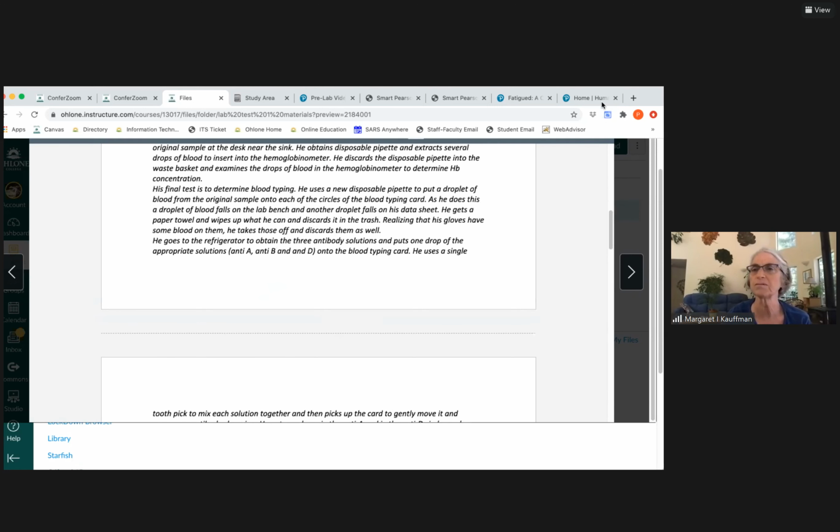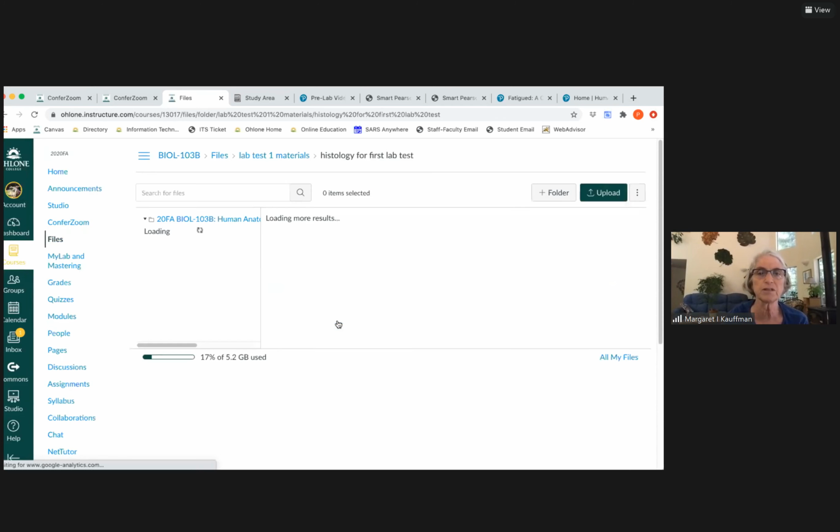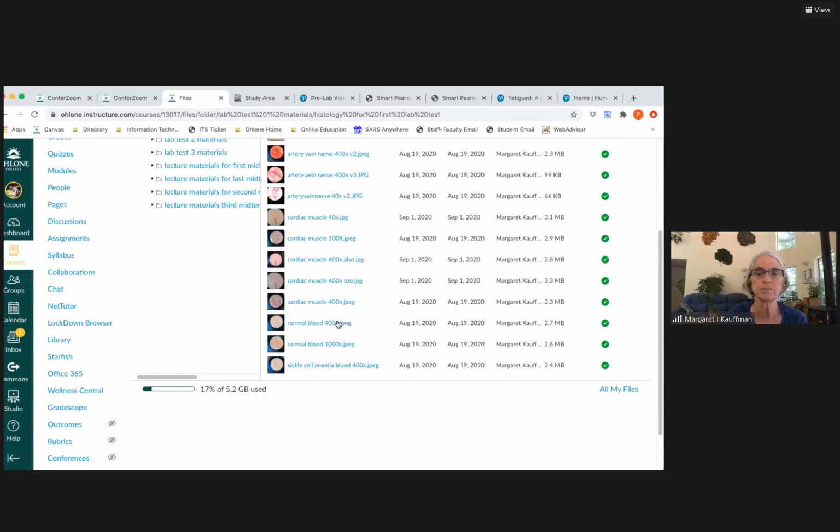Let me just change this. And I have to get up to the top. I believe if we go in the histology, the normal blood, I guess it is at a 400 here, and sickle cell at 400.